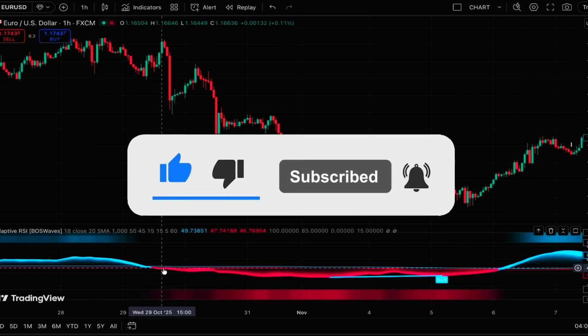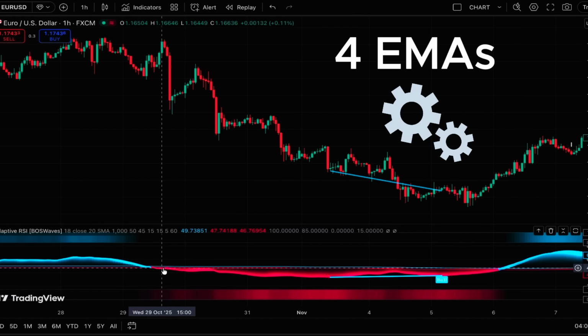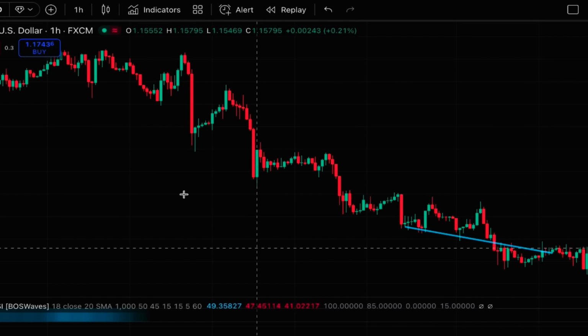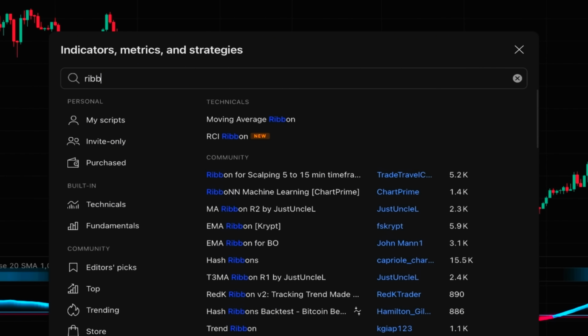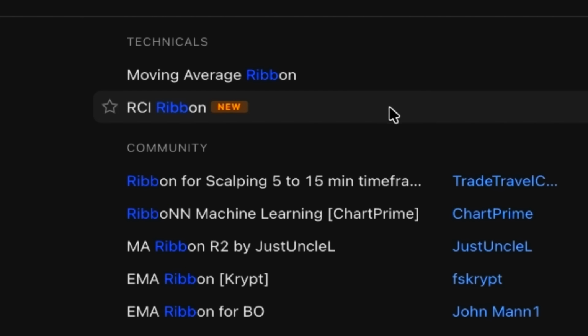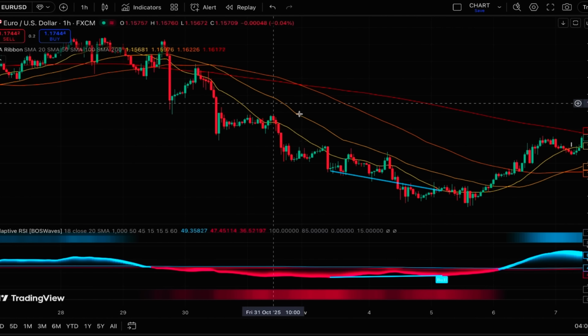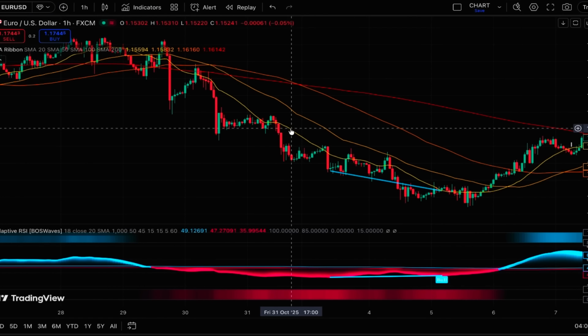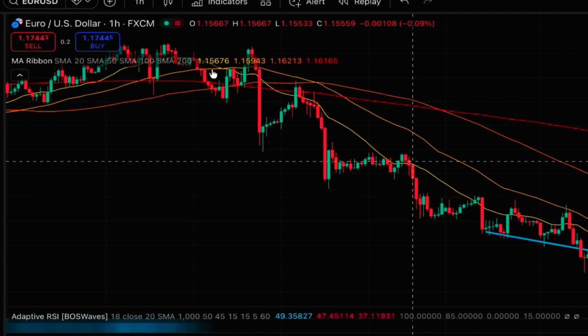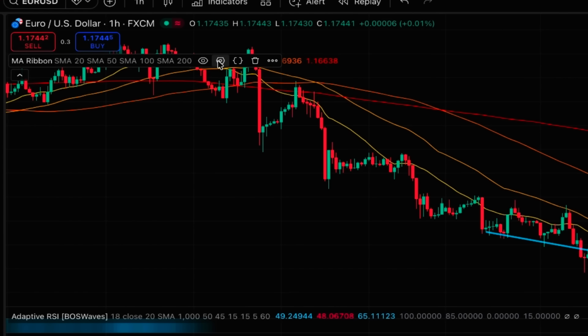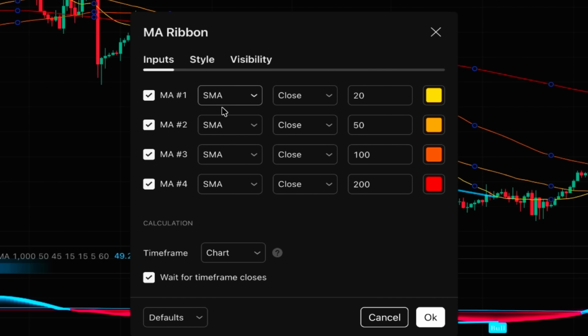For this purpose, we're going to add 4 exponential moving averages to our chart. Here we click on indicators and we search ribbon, this one, moving average ribbon, which automatically adds 4 moving averages to the chart. Now we need to change their settings. So we go to the settings of the ribbon, and first we change the type of the moving averages because we need exponential moving averages. So here we set EMA for them.